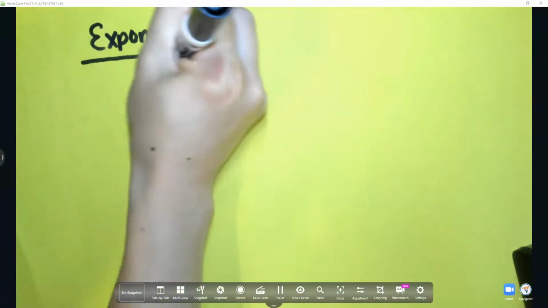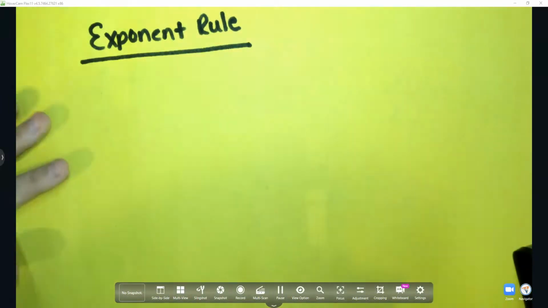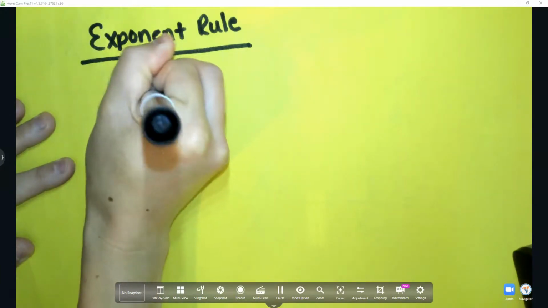Okay, more talk about our exponent rules. Before we get started on the negative exponent rule that we covered today, let's do a little review and chat about our exponent rules that we have learned so far. We started with the product rule.